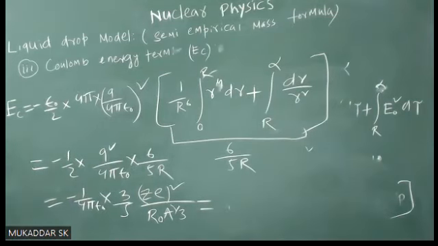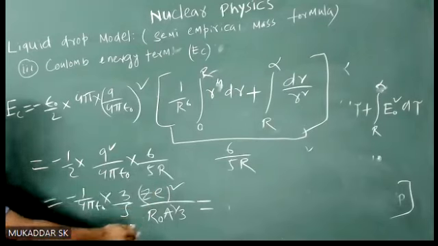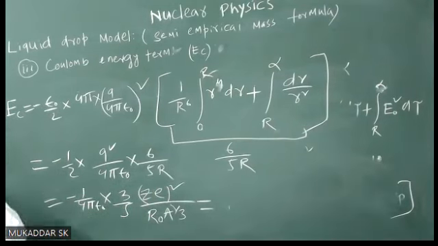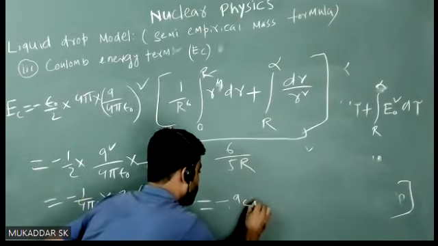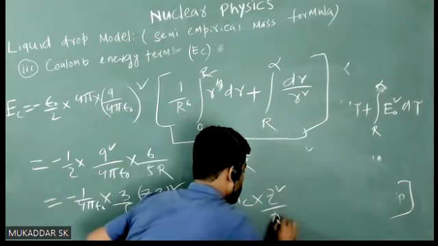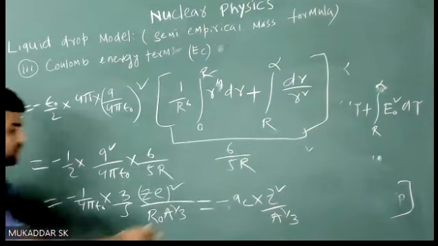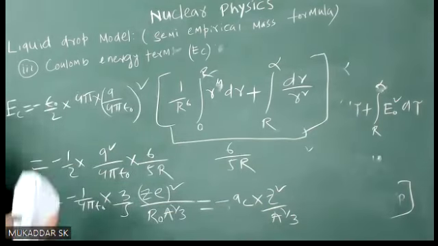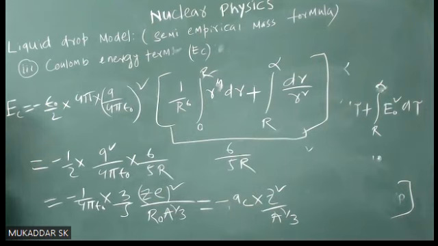Okay. So you see, these are constants: 1 by 4 pi epsilon naught, 3 by 5, and the electronic charge. After combining, you will get minus AC, where AC is the Coulomb coefficient, into Z square by A to the power 1 by 3. And I already told you that the minus sign represents that the Coulomb force is decreasing the binding energy. Is it clear?